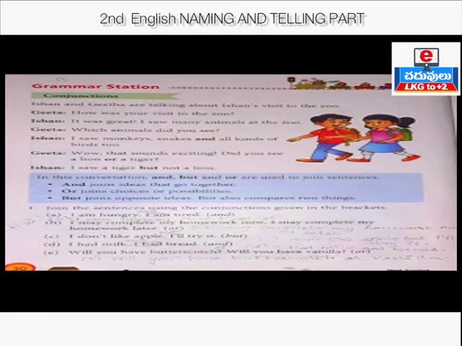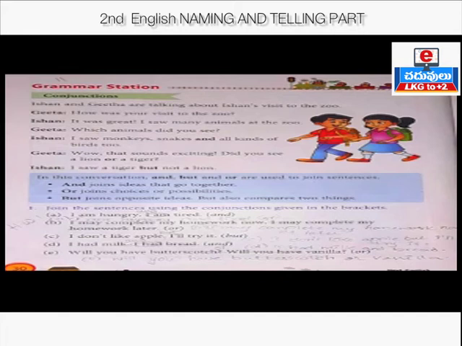Let us start. Geeta is saying like this, "How was your visit to the zoo?" Ishan, "It was great. I saw many animals at the zoo." Geeta, "Which animal did you see?" Ishan, "I saw monkeys, snakes and all kinds of birds too." Geeta replied like this again, "Wow, that sounds exciting. Did you see a lion or a tiger?" Ishan is saying like this, "I saw a tiger but not a lion."